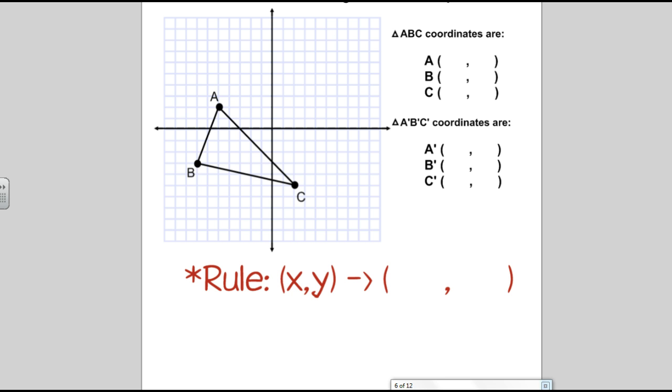Renan, what are the coordinates of A? I can't even tell on my graph. It's way too light. What do you have, Renan? Negative 5, and then how many is it up? 2. So those are the coordinates of A: negative 5, 2. Elijah, what are the coordinates of B?